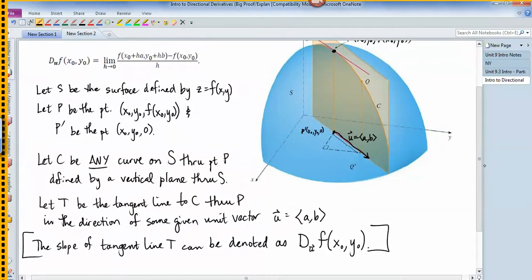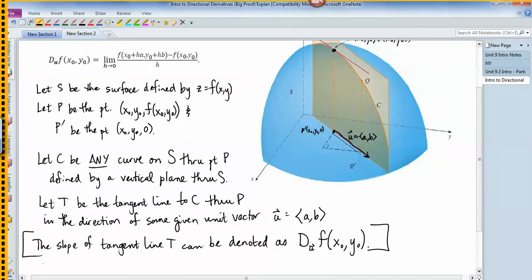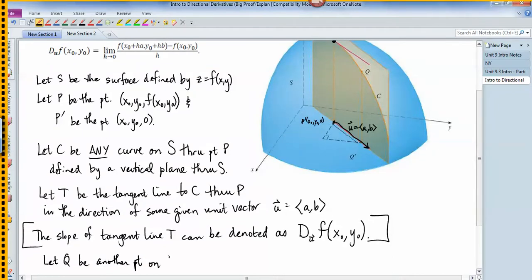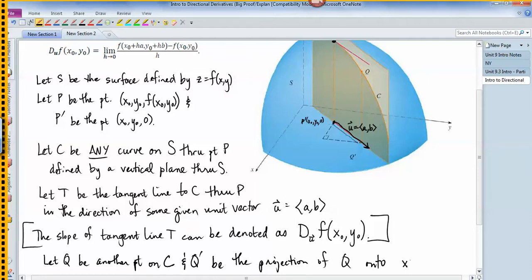Let's see, we still got some other stuff here. Q, point Q. So let Q be another point on C. Let me scroll down a little bit. Point on C. And Q prime be the projection of Q onto the xy plane. Okay, so Q prime is this point right here.